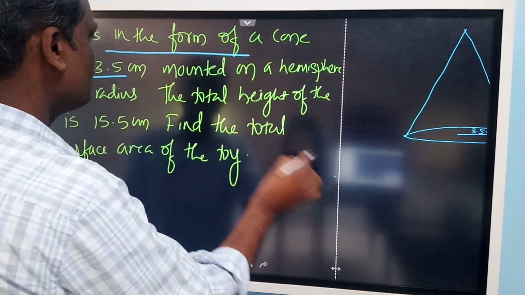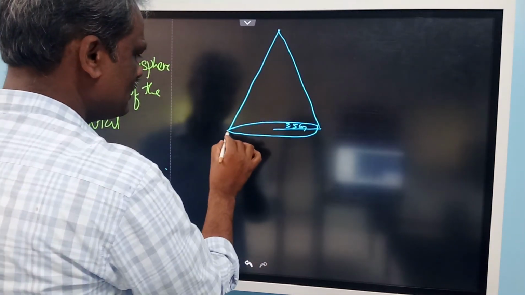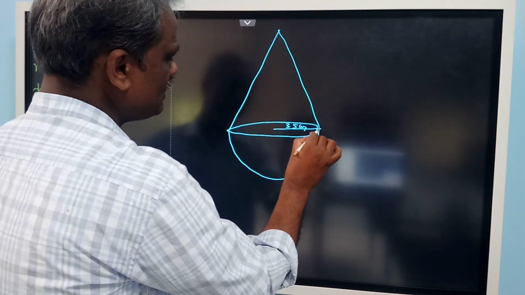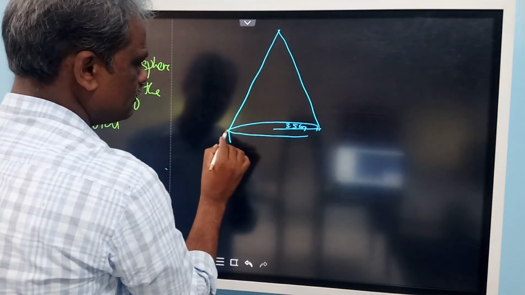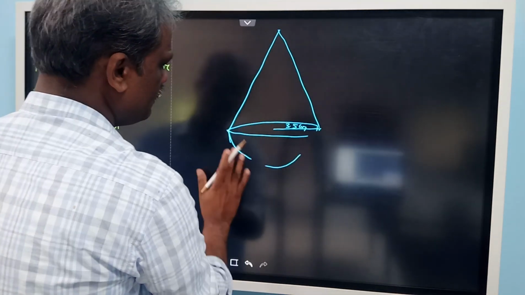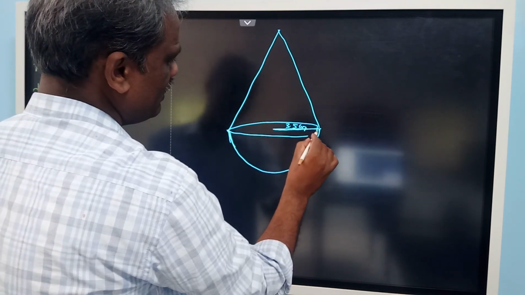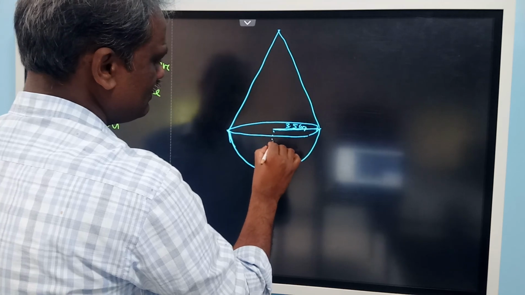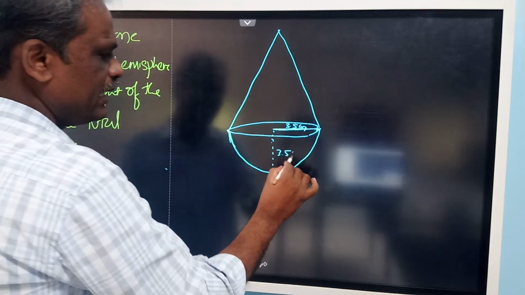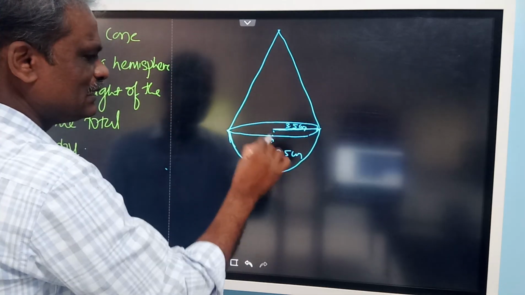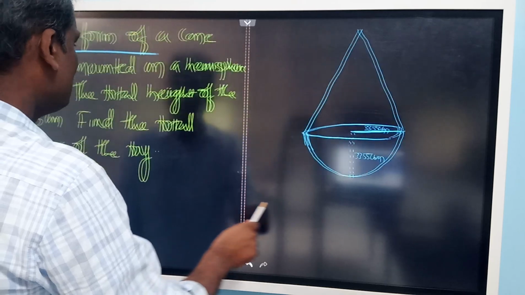So then what else is given? It is mounted on a hemisphere of the same radius. With the same radius, so it is mounted on a hemisphere. So this is the toy like this. So this is 3.5 centimeter. Naturally this side also will be 3.5 centimeter only because it is radius. Whether you take like this or anywhere, the radius is the same, because it is a hemisphere.